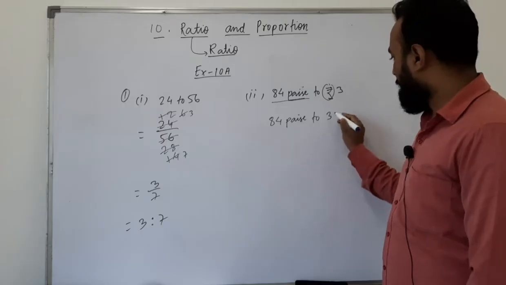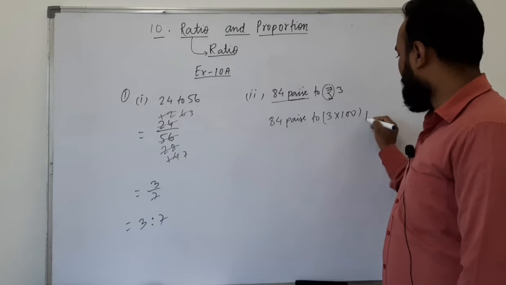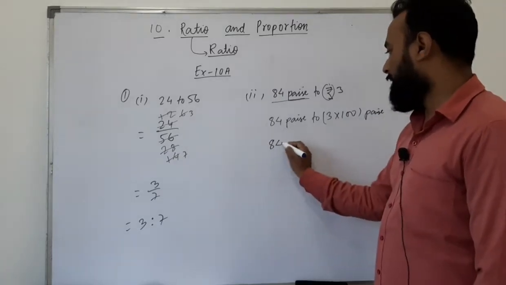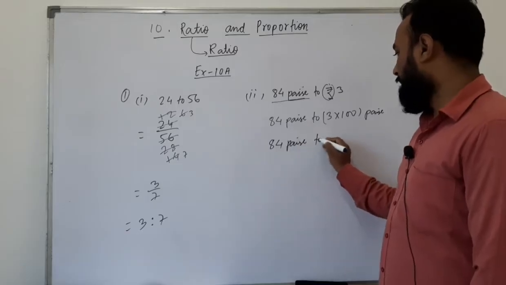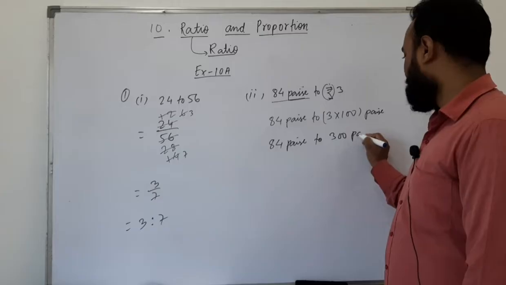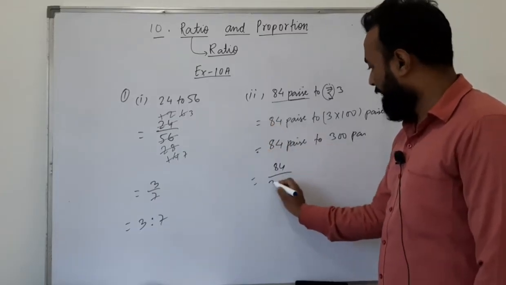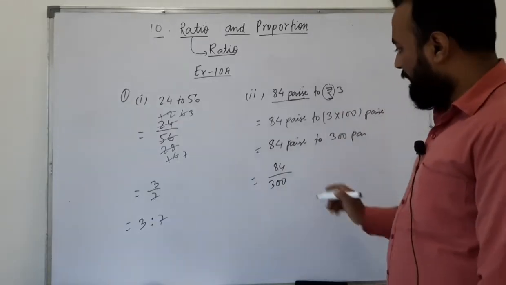So we will have to multiply by 100, so rupees will convert into paise. Now you will get 84 paise. So here it is 84 paise to 300 paise. So now 84 by 300. Now again try to convert it into the simplest form.